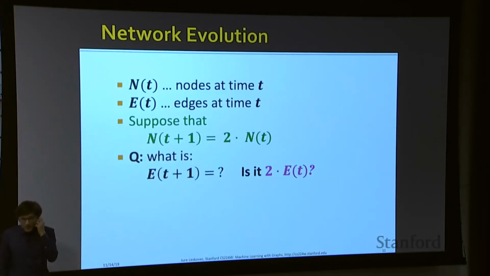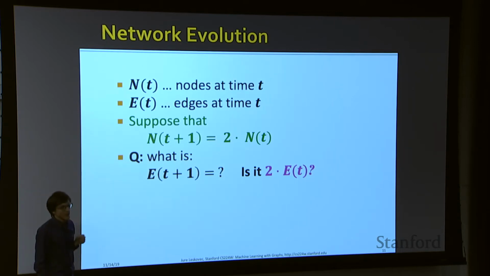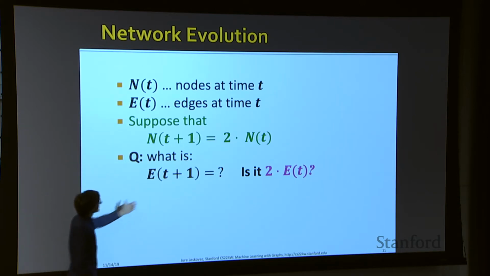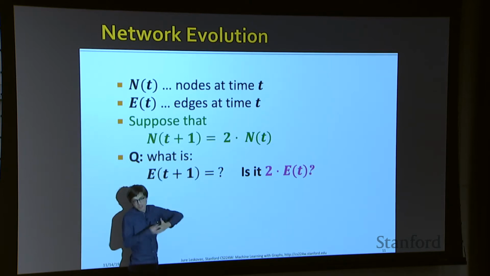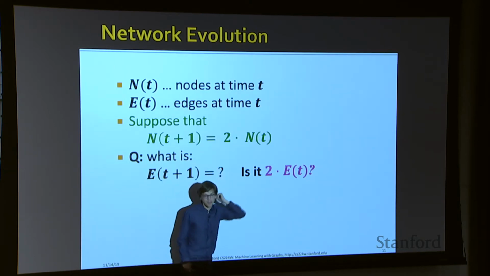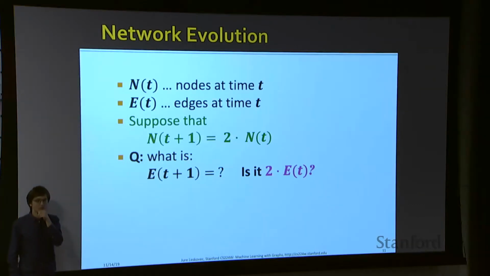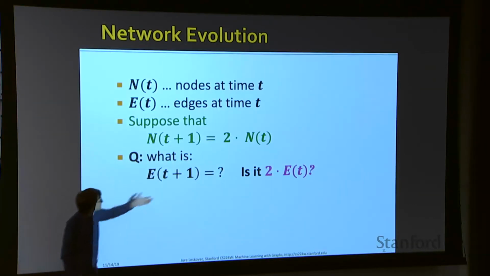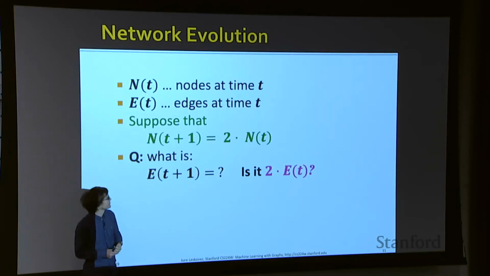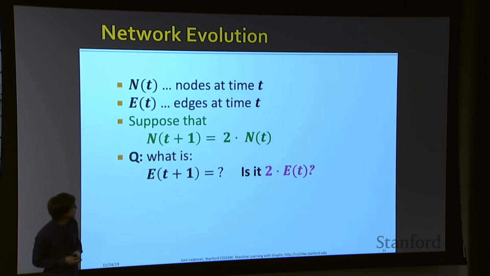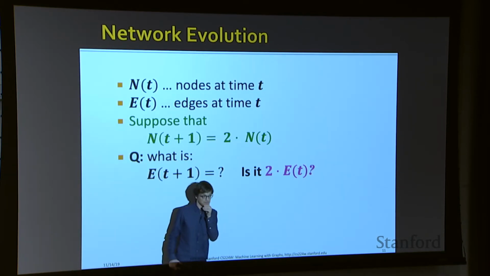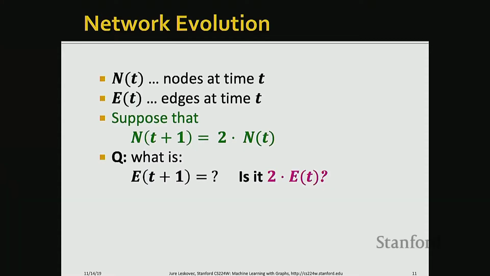So here is one question, right? If you say, at some given point in time, t, I have n nodes, and I have e edges. Now imagine that at the next time point or sometime in the future, the number of nodes will double. The question is, what will happen to the number of edges, right? So what's the number of edges when the number of nodes doubles? Or, you know, whatever. Number of nodes grows by 10%. Does the number of edges also grow by 10%, right? Do you have any thoughts? Do you think it will be less? Do you think it will be more?